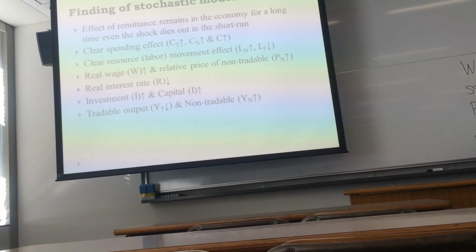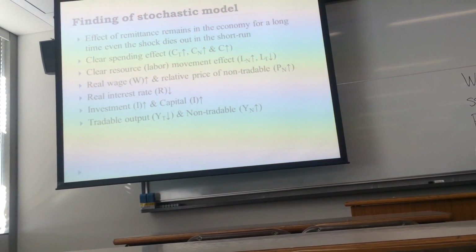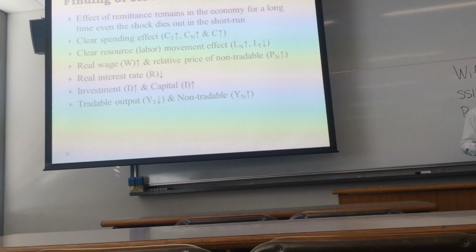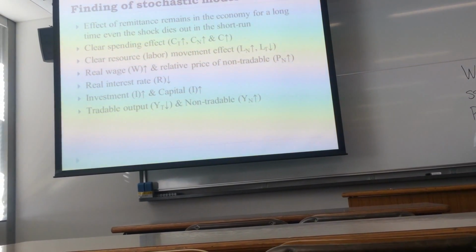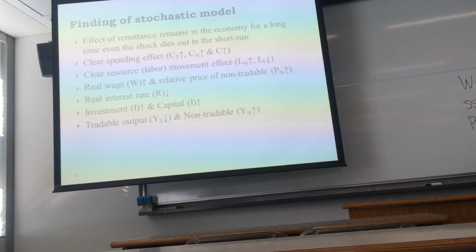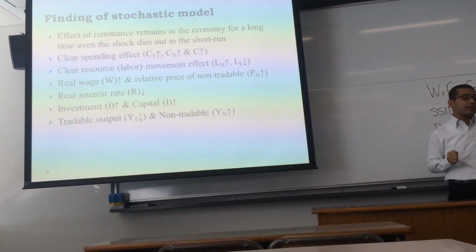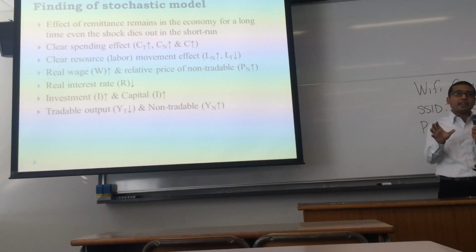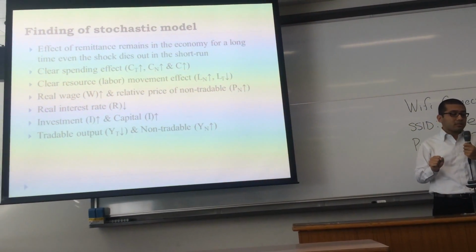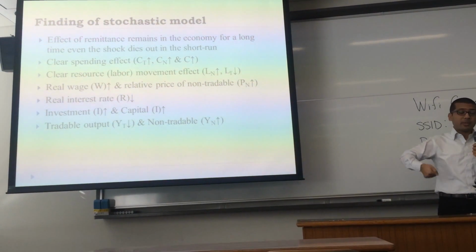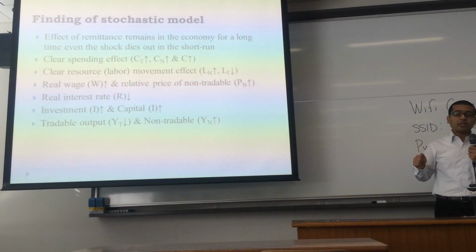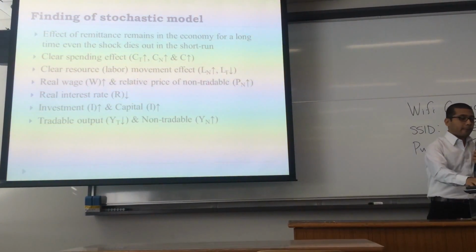And there is a clear resource movement effect: the level of non-tradable increases, the level of tradable decreases, real wage increases, relative price increases, real interest rate decreases, investment increases, capital increases. The final result is that tradable output contracts with the remittance shock, and the non-tradable sector expands.